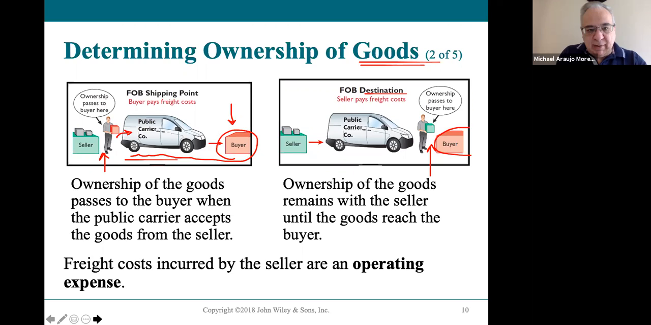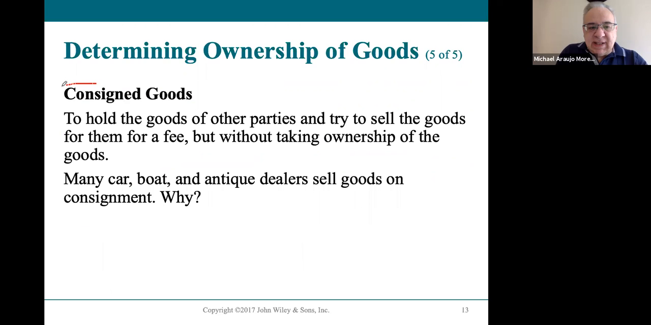Okay. One thing that's important for some businesses is they will hold some goods on consignment. Consigned goods, basically, you do not own. Other parties own those goods, but you allow them to be part of your store, either by renting the space to them, or you take a fee, a percentage of the sale every time it's sold. And this is true with car dealers, boat dealers, antique dealers. They sell a lot of goods on consignment. But it's also true of grocery stores as well.